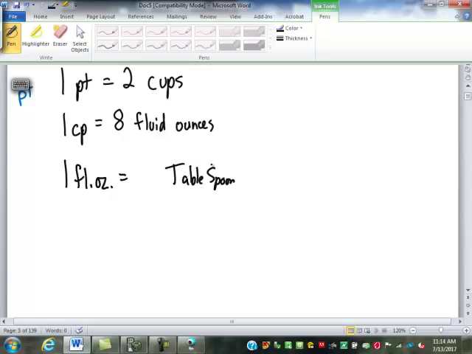Now, most people know how many tablespoons are in a cup rather than how many tablespoons are in a fluid ounce. Does anybody know either one? There are 16 tablespoons in a cup. So divided by 8 would be 2 tablespoons in a fluid ounce. So there's 2 tablespoons in 1 fluid ounce, 16 tablespoons in 1 cup.